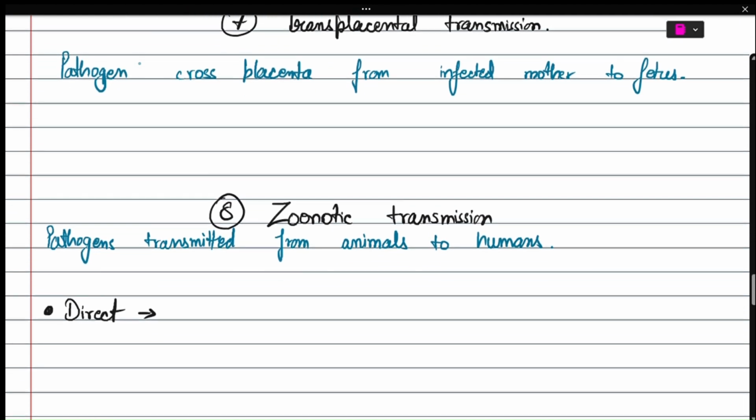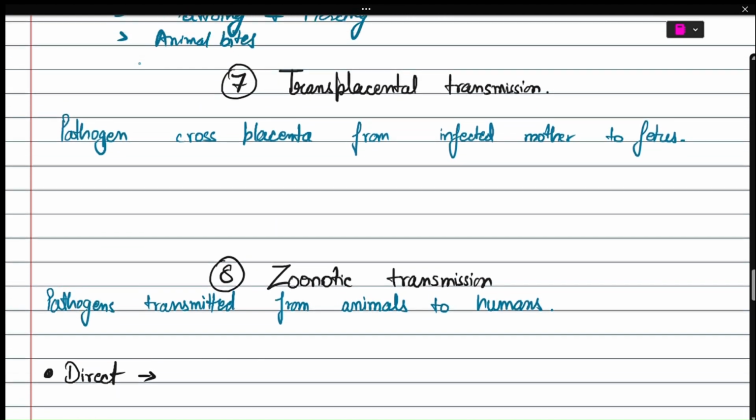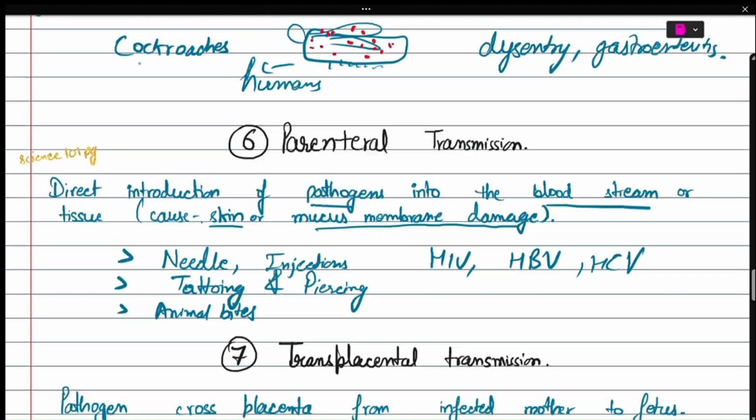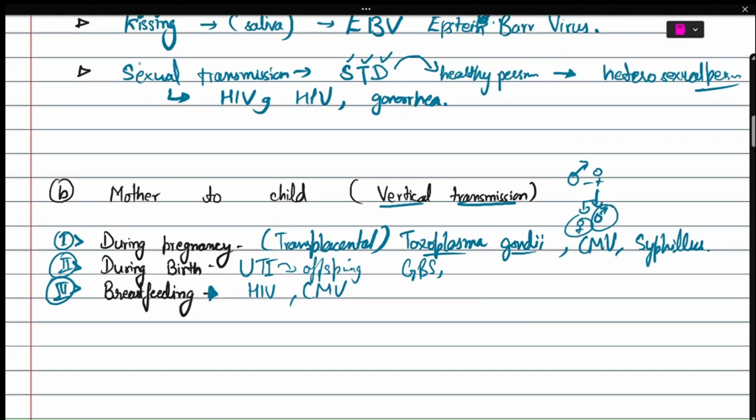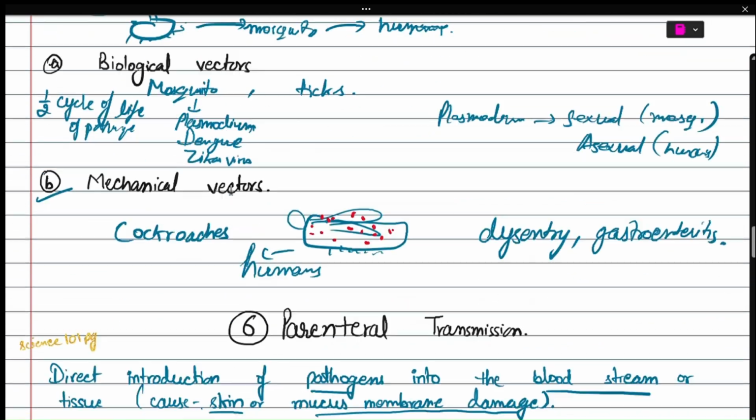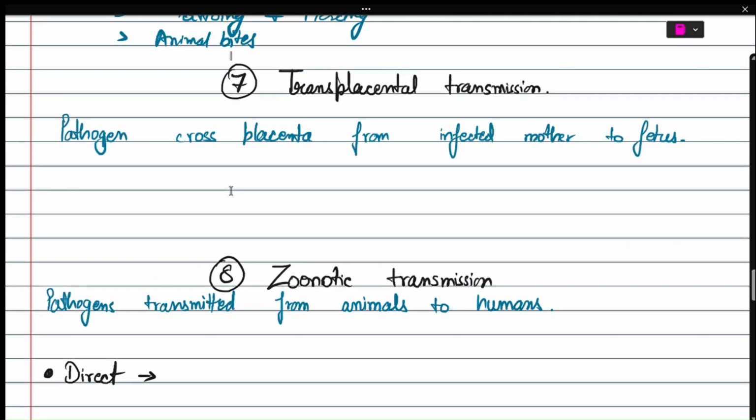Then we have the seventh point, which is transplacental transmission, which is similar to the direct transmission. Here we have the transplacental, like during pregnancy kind of thing. But we are separately describing this also. Okay.